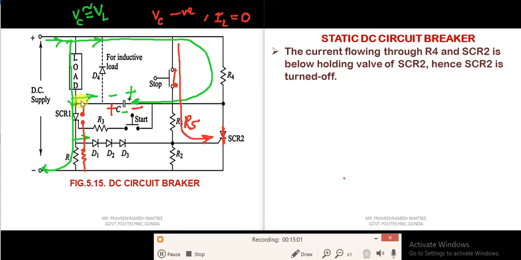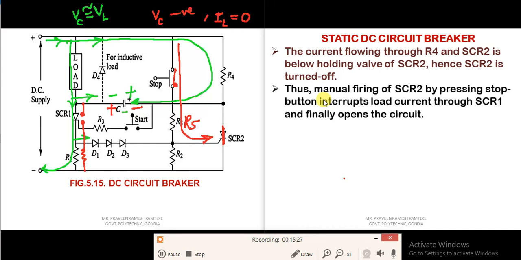Now why is the SCR2 off? SCR2 is off because the load current is getting 0. And when the load current is 0 and this load current is flowing through this SCR2, means the current flowing through SCR is 0, means it is off. If no current is flowing, SCR2 is off. Thus, manual firing of SCR2 by pressing the stop button interrupts the load current through the SCR1 and finally opens the circuit.